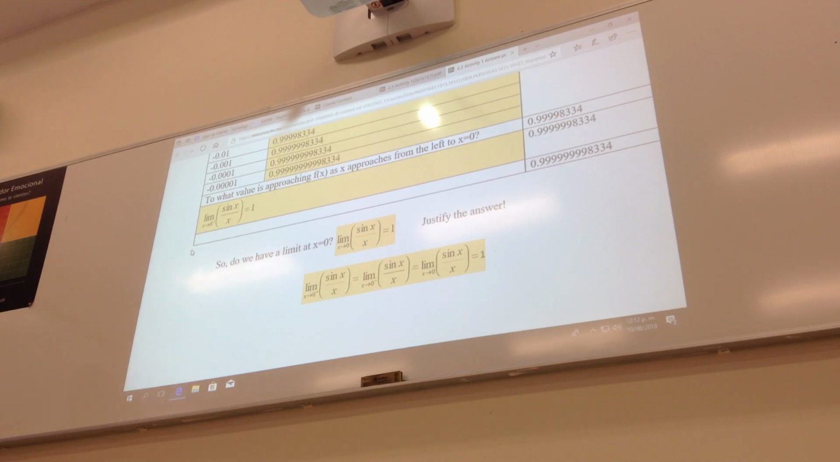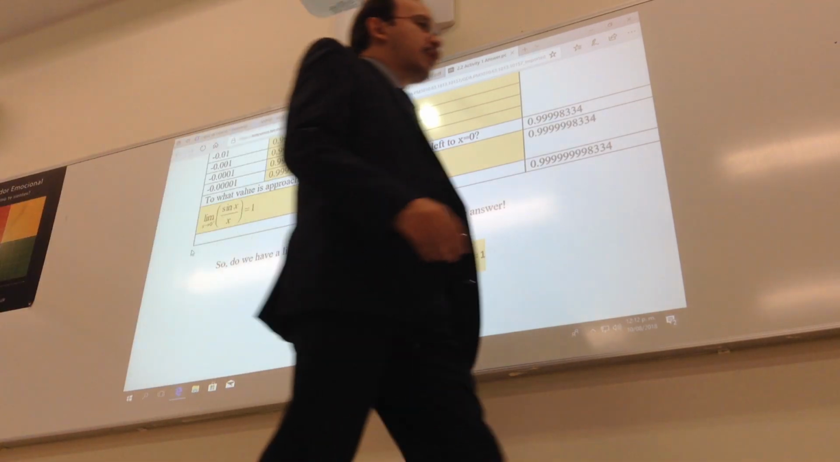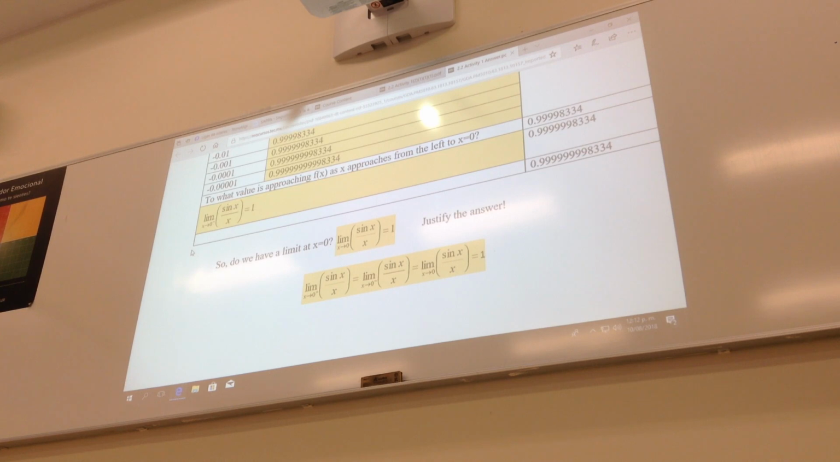So the next part of the topic is, right now we have seen how to find a limit using a table of values, just like this, or using the graphs. There's another way to do it. The third way to solve a limit is by using a direct substitution.